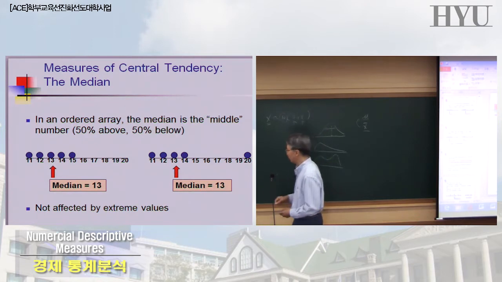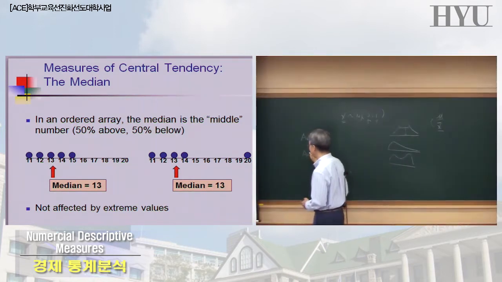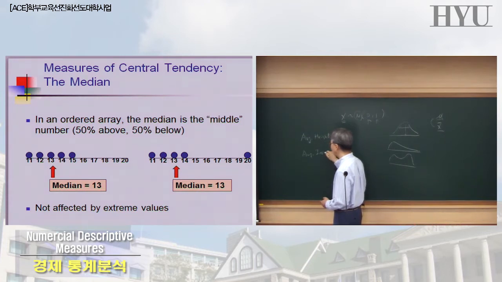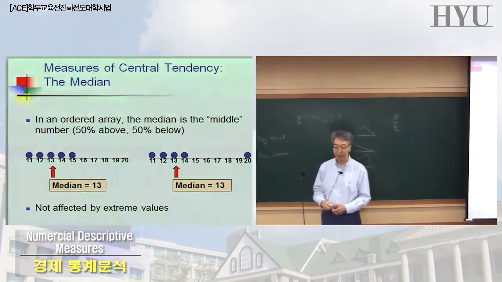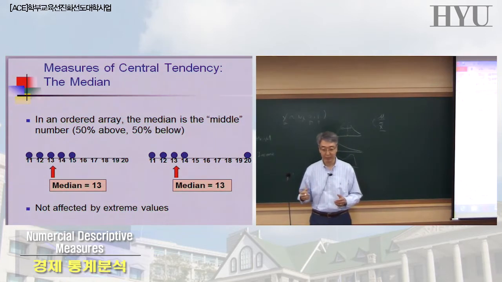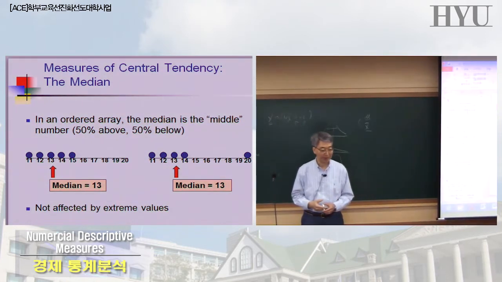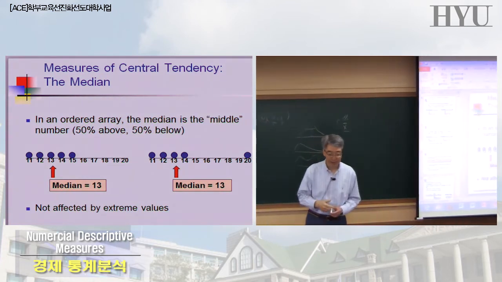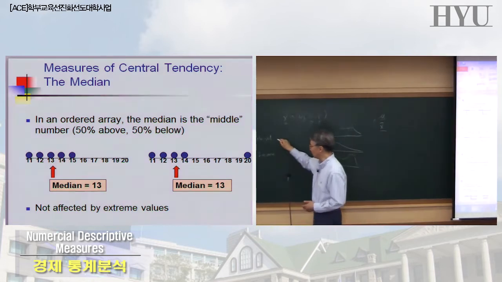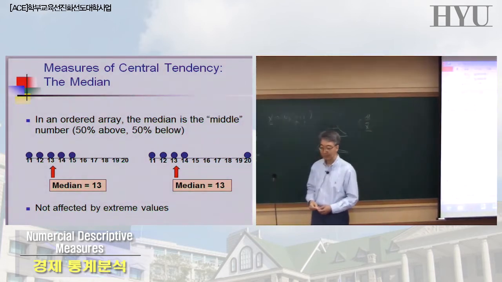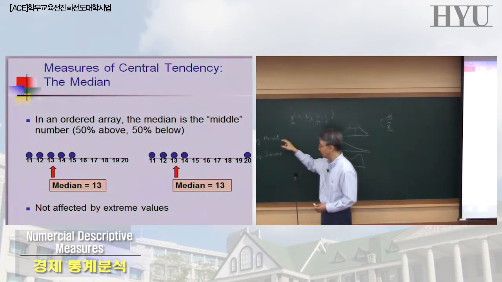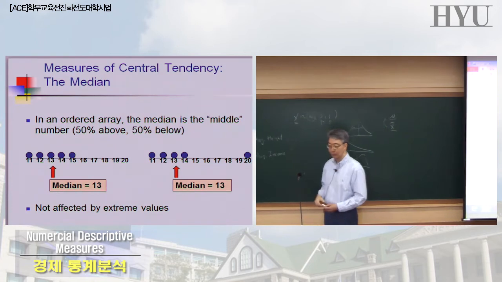Let me give you another case. Let's say you're interested in average income of the population in this community, let's say, within Haengdangdong area, or let's say even among the Hanyang University students. What will be the difference between these two cases? And which one should we use? Should we use mean here or median for each case?